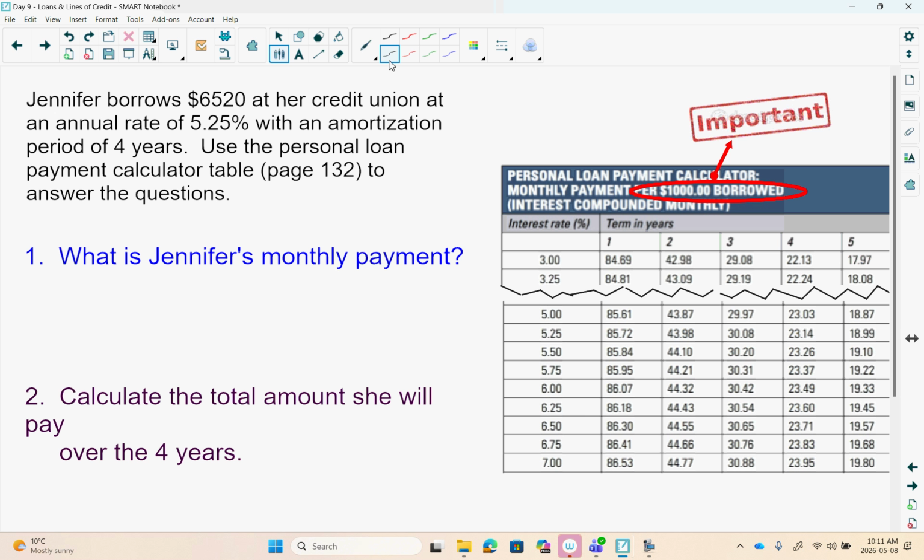Step 1, when I want to figure out Jennifer's monthly payment, I have to take the amount she borrows. What's that number? If you read the question, what does Jennifer borrow? It says it in the first sentence. $6,520. That goes on top. What do I divide that by?